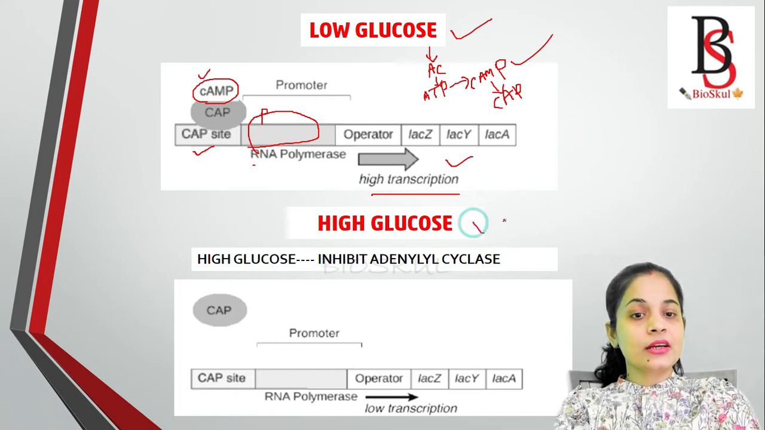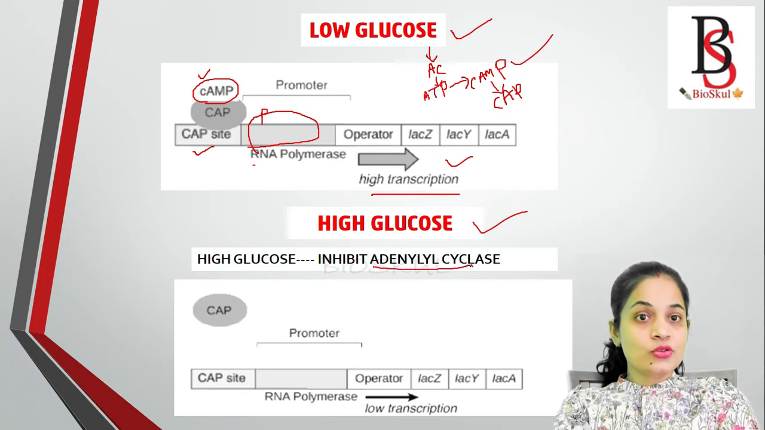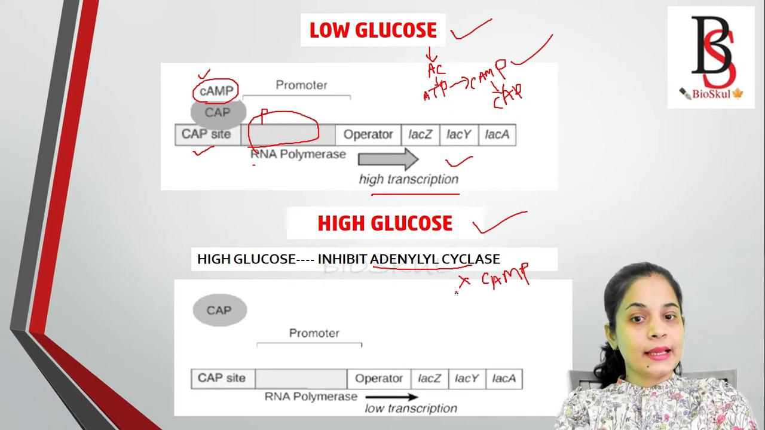Now we'll see in presence of high concentration of glucose. If the glucose concentration is high, then it will inhibit the adenylyl cyclase. So there will be no production of cyclic AMP. As the cyclic AMP is absent, so what do you think? CAP protein will be active or inactive? It will be inactive because for its activation, it needs the cyclic AMP. As the CAP protein is inactive, it cannot bind to the CAP site.